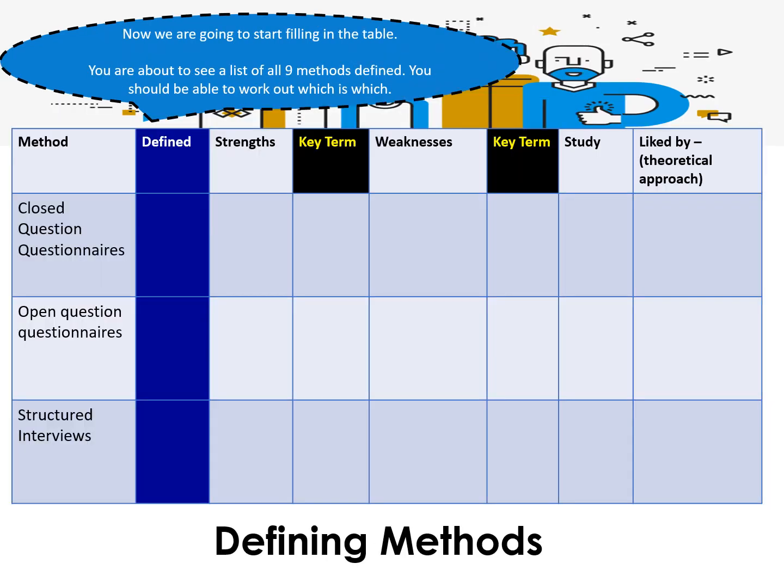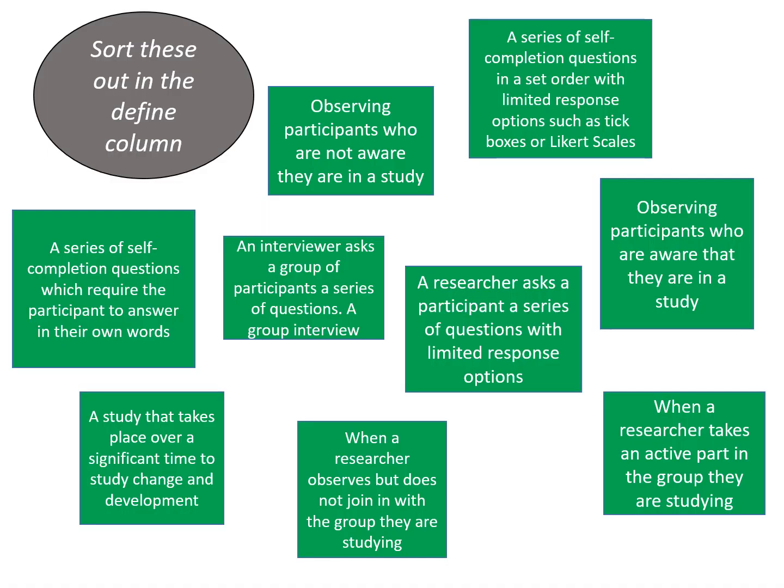Okay, so the next bit that we've got to look at in this table is how to define these methods that we've got written down. And this is quite easy. I think you'll be able to have a guess at this. So what I've done is I've put some definitions here, and I want you to sort them out into that first column, please, so that you've got a clear definition for each method. Okay, so pause again.